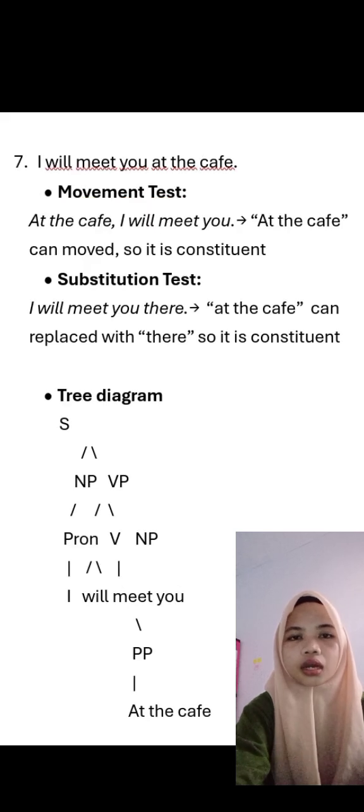Number 7. I will meet you at the cafe. Movement test. At the cafe, I will meet you. At the cafe can move, so it is constituent. Substitution test. I will meet you there. At the cafe can replace with there, so it is constituent. And here the tree diagram.